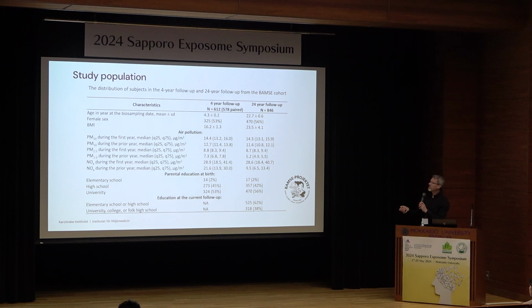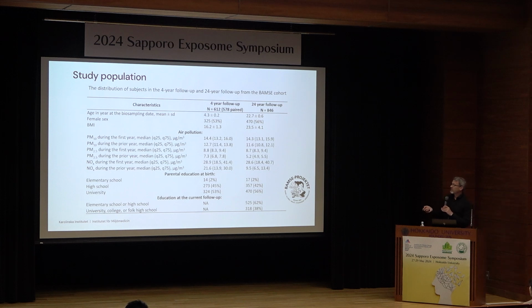So here are the air pollution levels that we determined. We looked at PM10, PM2.5, and NOx. This is the 4-year-olds and the 24-year-olds. To explain what we're doing here, we looked at levels in the first year, so from birth to 1 year out, and then the year prior to biosample. So for the 4-year-olds, we looked at air pollution levels at year 3, and for the 24-year-olds, we looked at air pollution at year 23. And we looked at those associations.